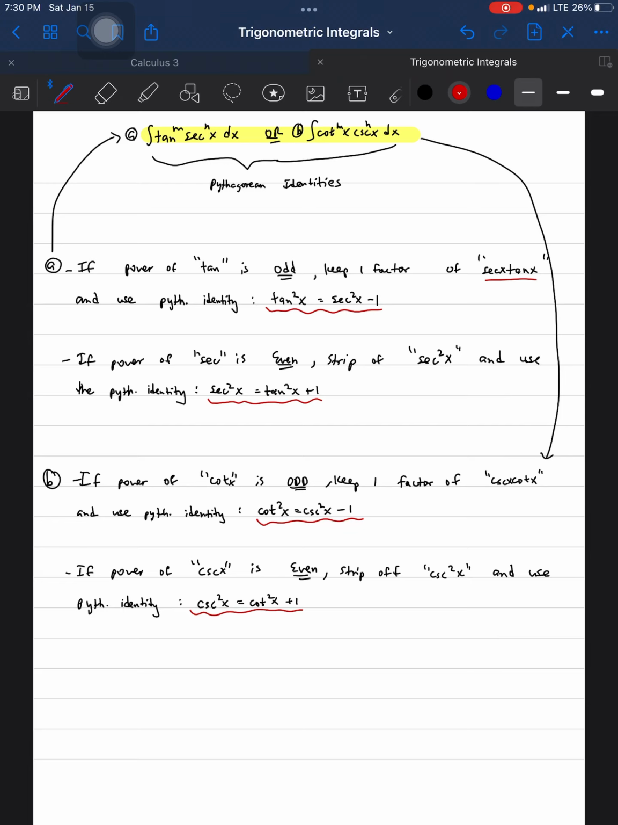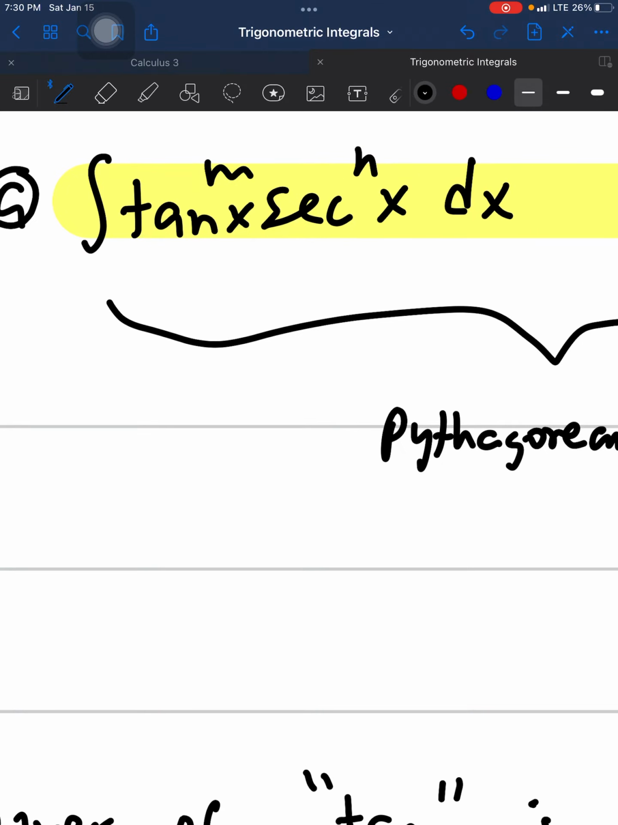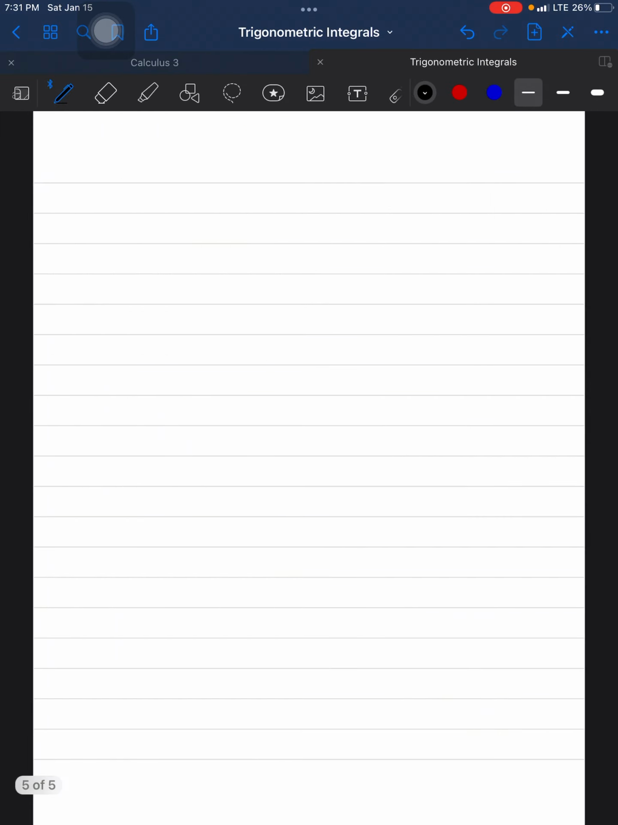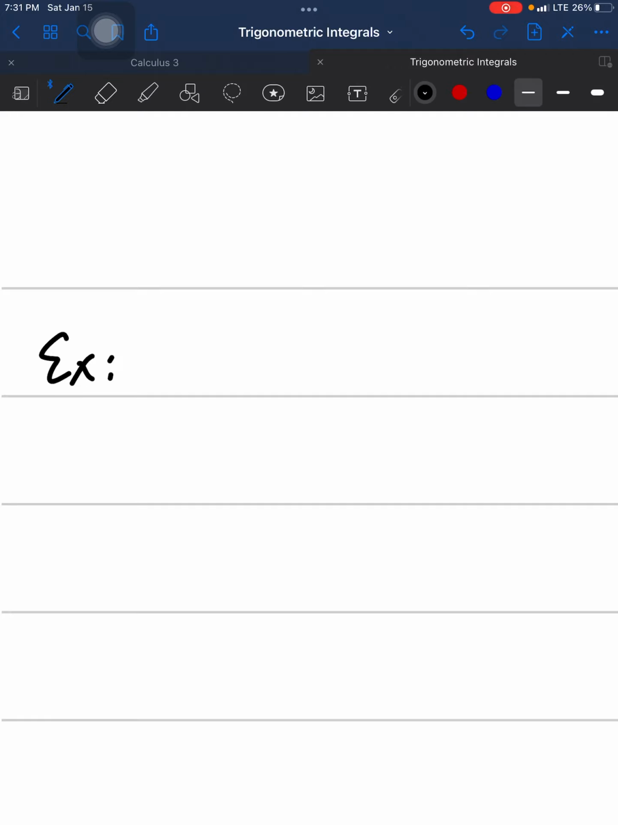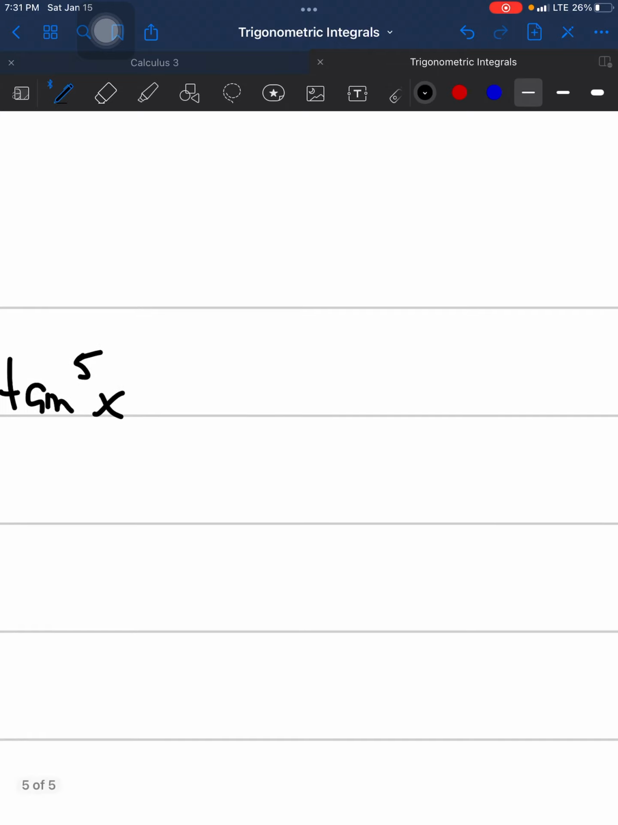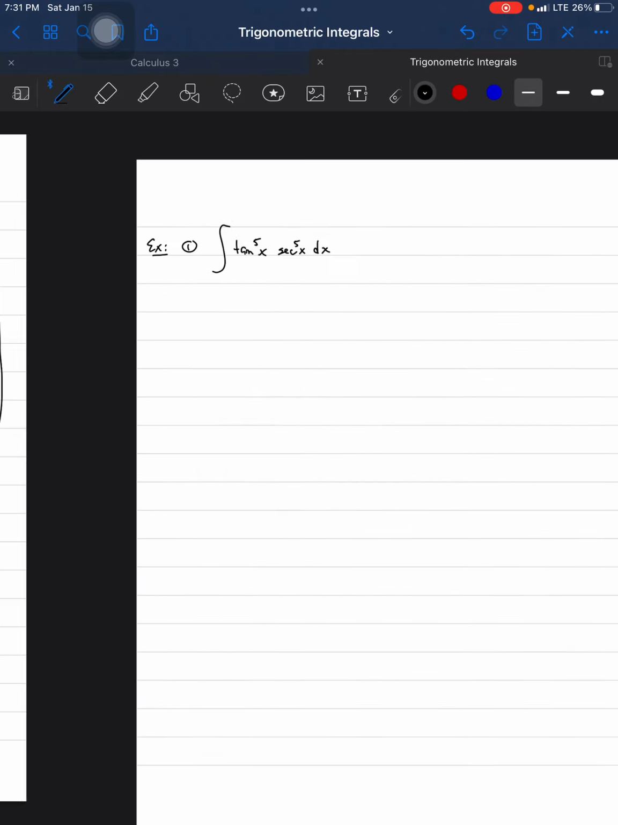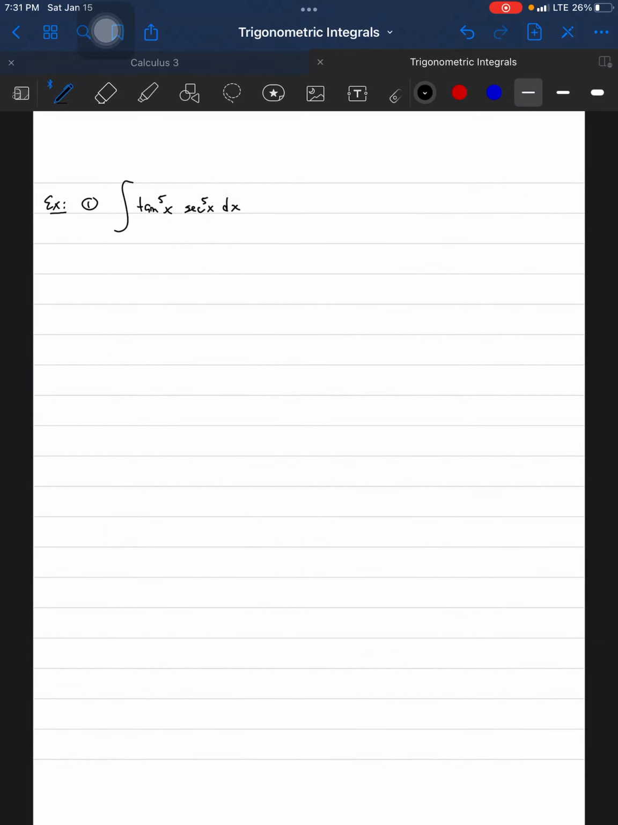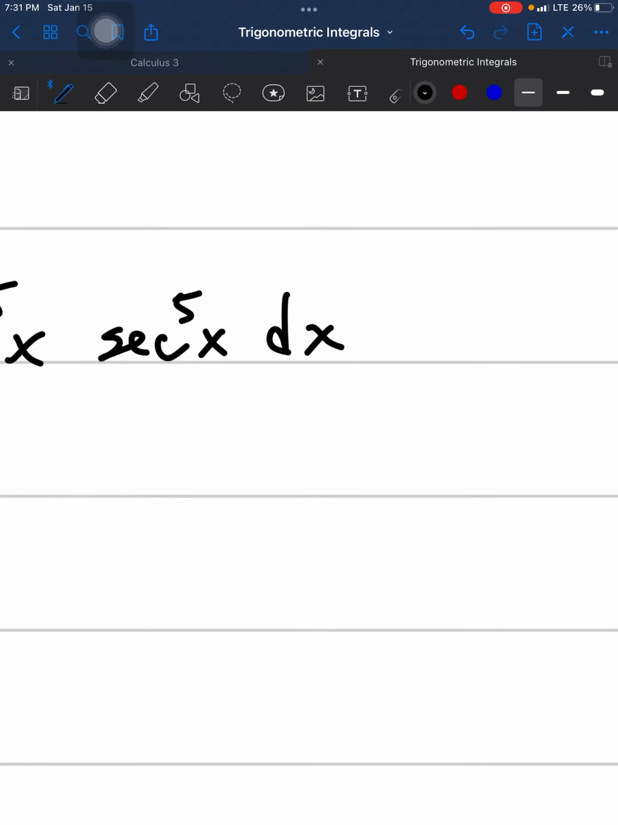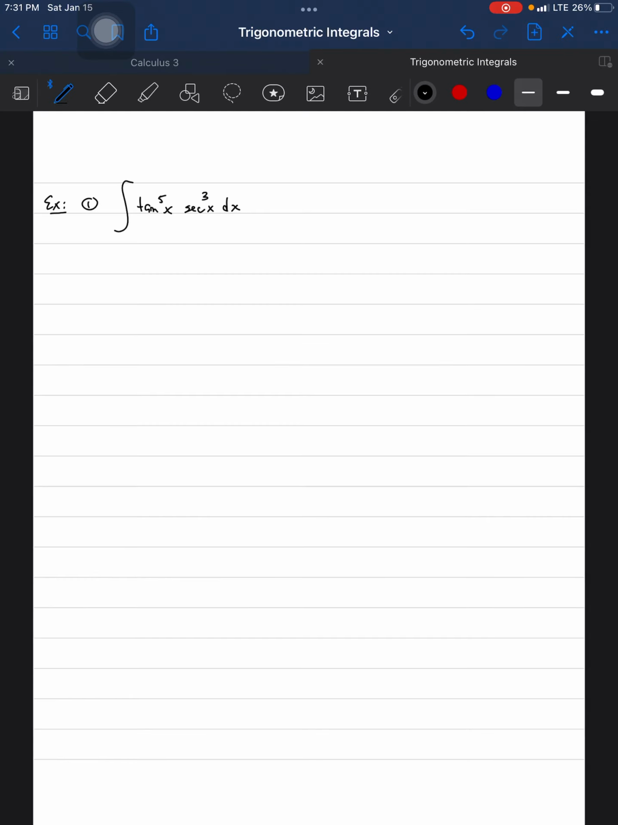So let's do an example for tangent x, secant x, and then let's do an example for cotangent x, cosecant x. So examples. Our first integral we're going to do, let's try to find the integral of tangent to the 5th x, secant x to the 5th dx, right? Let's do this one. So no, not to the 5th, to the 3rd.